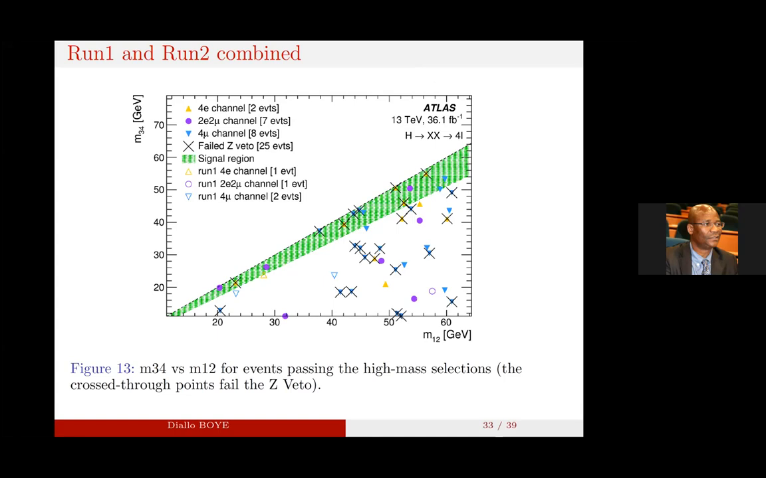And then Diallo, explain why the green band is getting fatter as you go to higher masses in M1. Sorry, say again? You see how it's thin at the beginning, and then it's progressively getting fatter. Why is the band getting larger? Yeah, I think this is related to the width, right? Explain it to your audience. Yeah. So this is related to the width and the detector resolution.